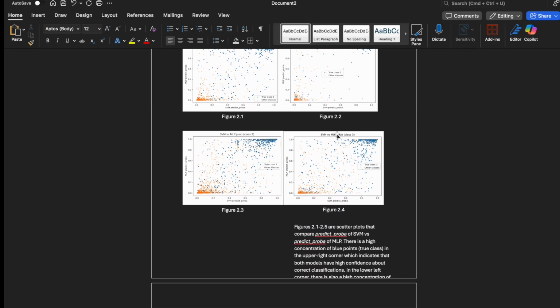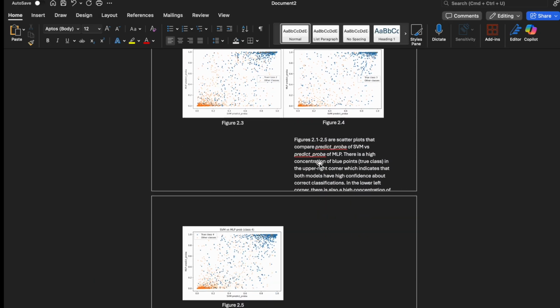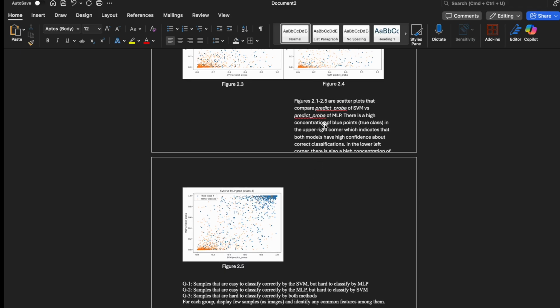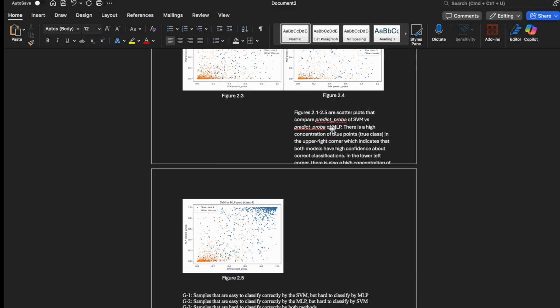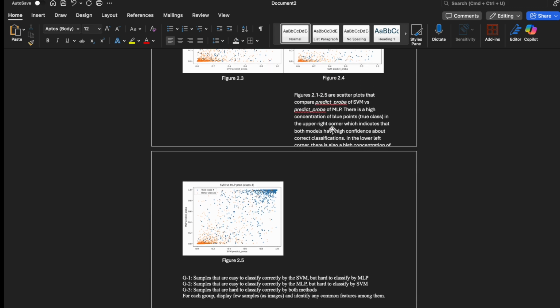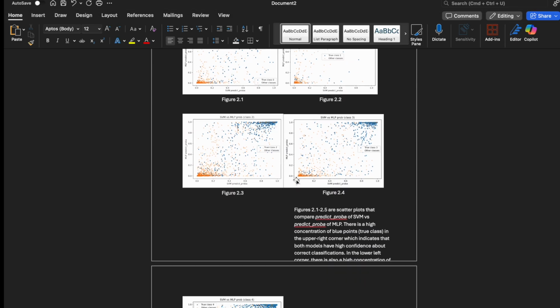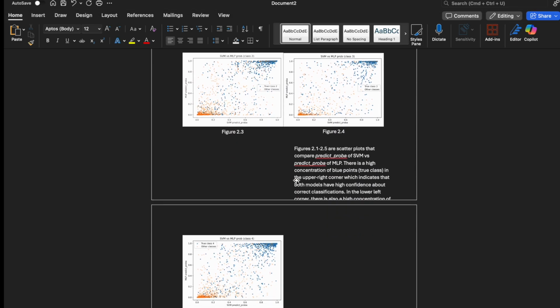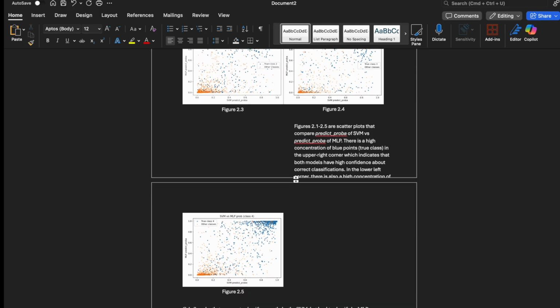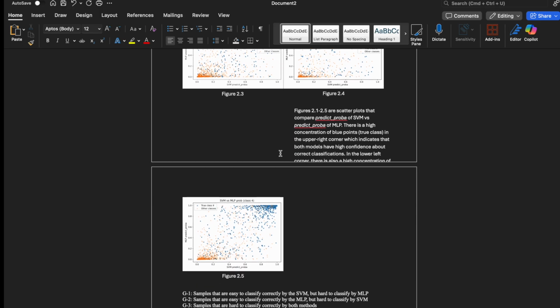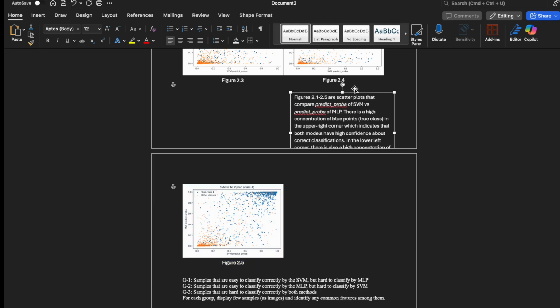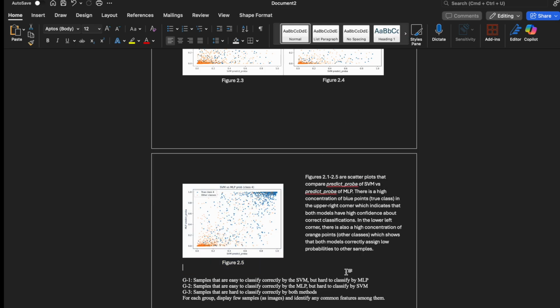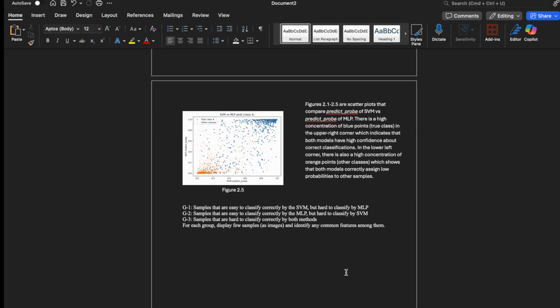So now we're going to get into the scatter plots. These are pretty standard. Hopefully it doesn't look like that on my PDF. They show that there's a high concentration of blue points at the top right corner. This concentration means there's high confidence about correct classifications, and in the lower left corner there's a high concentration of orange points, which are the other classes, showing that most models correctly assign low probabilities to other samples.